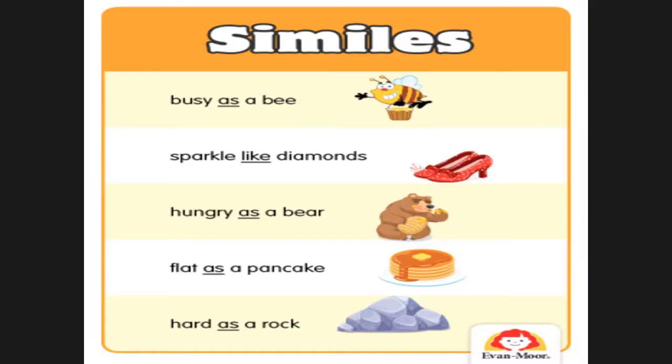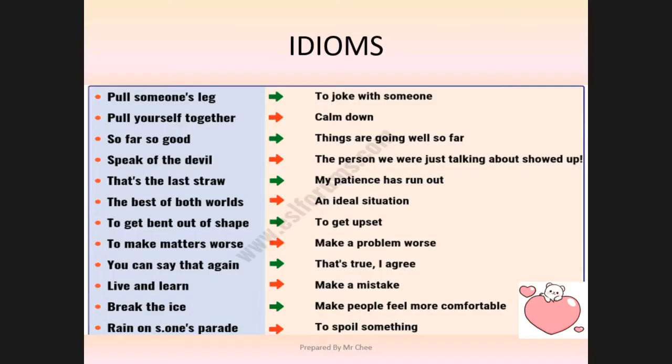Okay, these are examples of similes: busy as a bee, sparkles like a diamond, hungry as a bear, flat as a pancake, hard as a rock. These are similes. Okay, look at this example: pull someone's leg, to jog with someone, pull yourself out. These are idioms. We need to memorize them so we can use them in our essay.